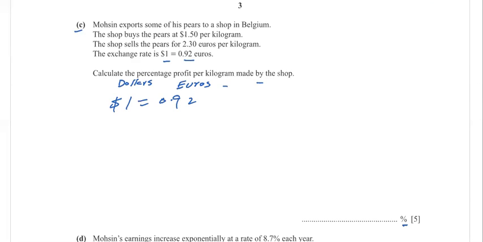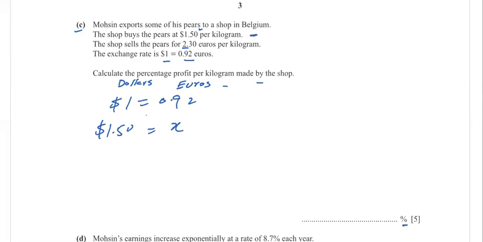I can convert if it is $1.50 per kg. The shop is selling at 2.30 euro per kilogram. Meaning the selling one is in euro. So we will convert this $1.50 into euro. Finally, the selling currency we don't need to change. So for $1.50 we have to check how many euros it makes.